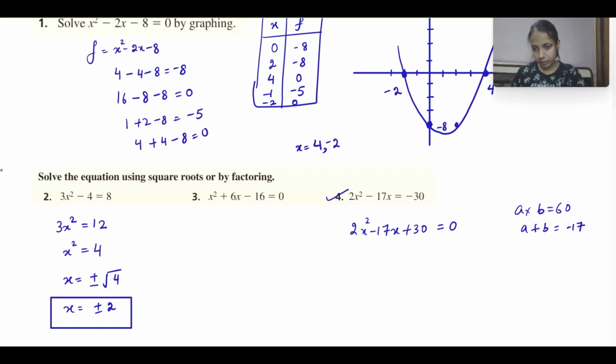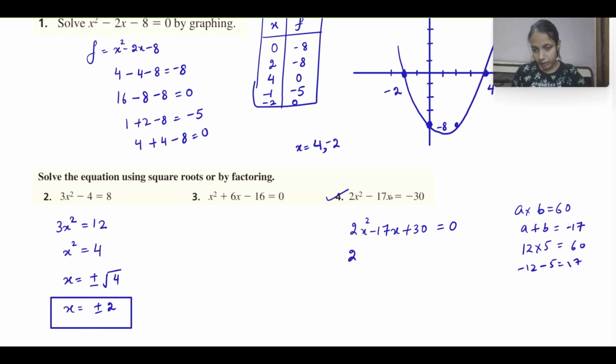But I want −17, so I choose −20 plus 3. But then I will get −30. I want a positive 30. So that means either both numbers are negative or both are positive. So let's try something else. 12 and 5. 12 times 5 is 60. And minus 12 and minus 5 gives −17.